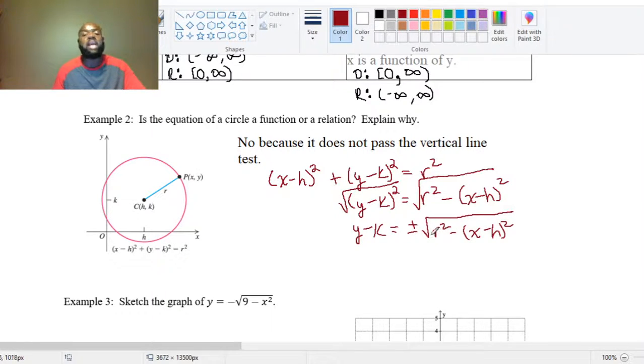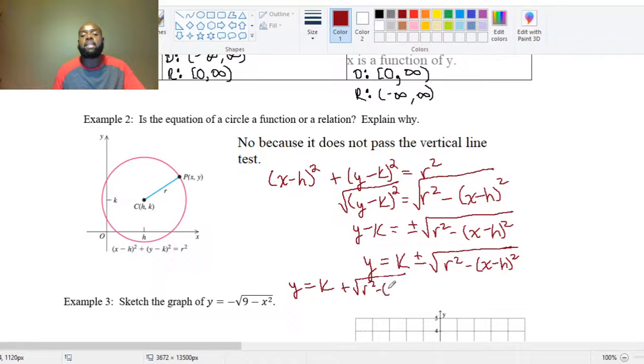Once we see a plus or minus in an equation, we know that it is not a function. I don't care which side the plus or minus is on. I'm going to continue to solve for y by adding k to both sides. And so we get our semicircles. The top half of your circle is going to be given by the plus. So y equals k plus the square root of r squared minus (x minus h) quantity squared. And then the bottom half is going to be given by y equals k minus the square root of r squared minus (x minus h) quantity squared.